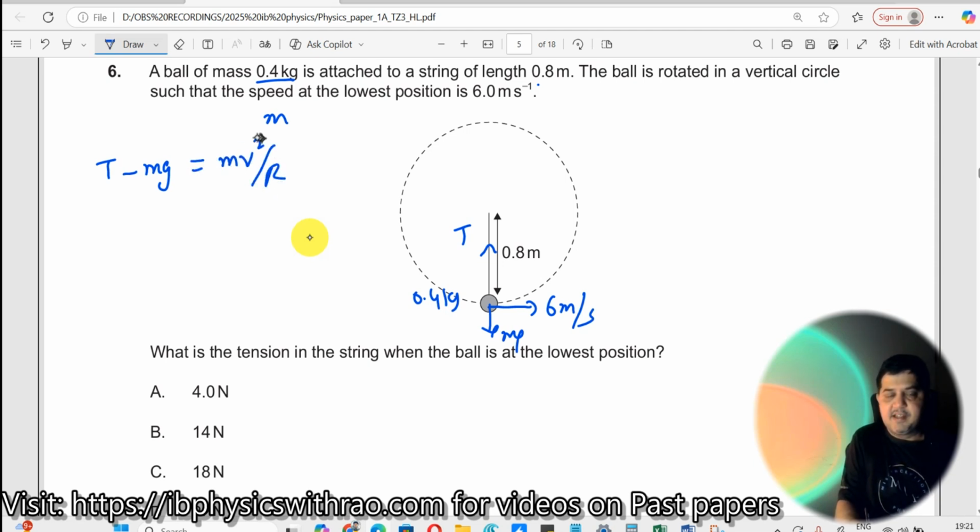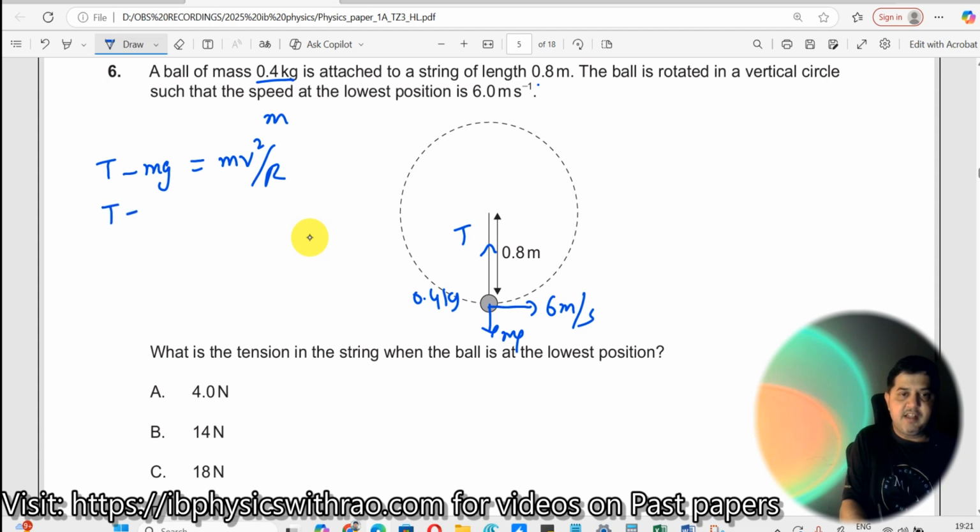Why do we use this? Because in a circular motion, the right hand side should always be mv square by r. The left hand side would be the driving force, right? So the driving force is tension. You are pulling the string every time, right? So therefore tension, but at the same time mg is acting downwards also. So both of them will act simultaneously. Thus you get this expression.